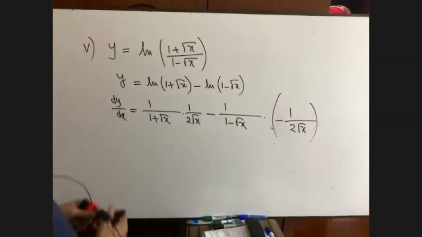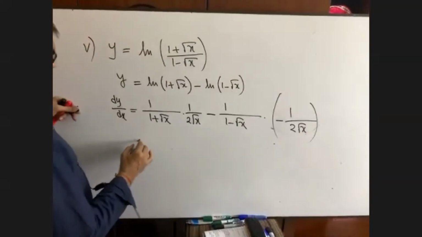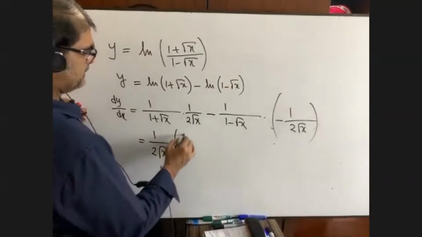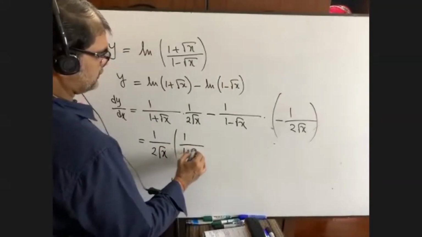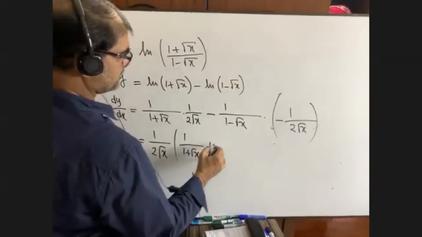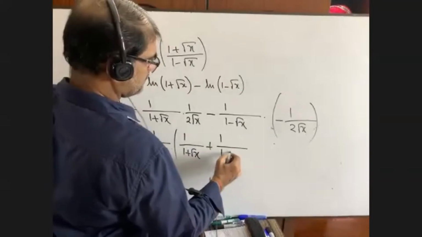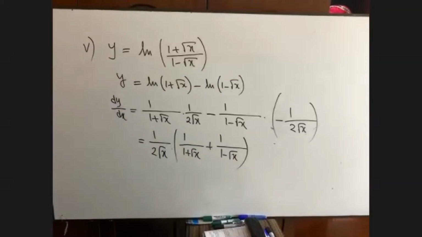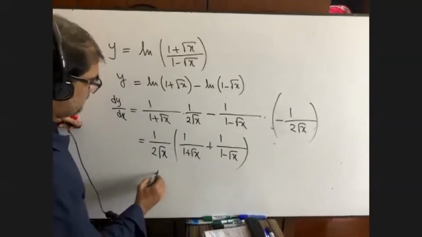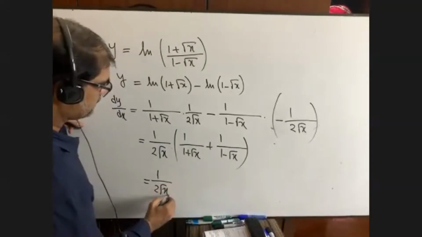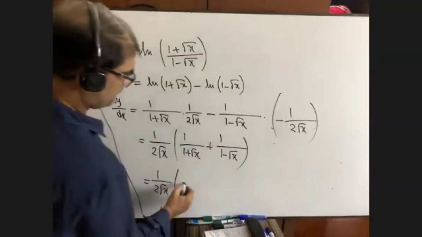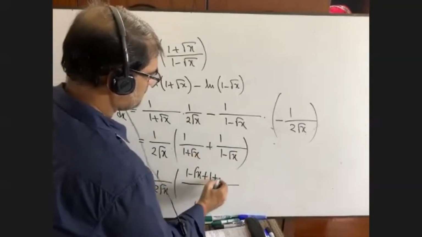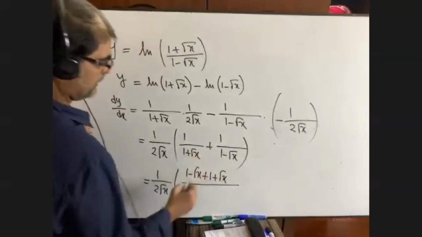Okay. Now you see, we can take 1 by 2 root x common. Then we are left here with 1 plus root x plus 1 by 1 minus root x, right? That is 1 by 2 root x. Here the LCM is 1 minus root x, 1 plus root x.